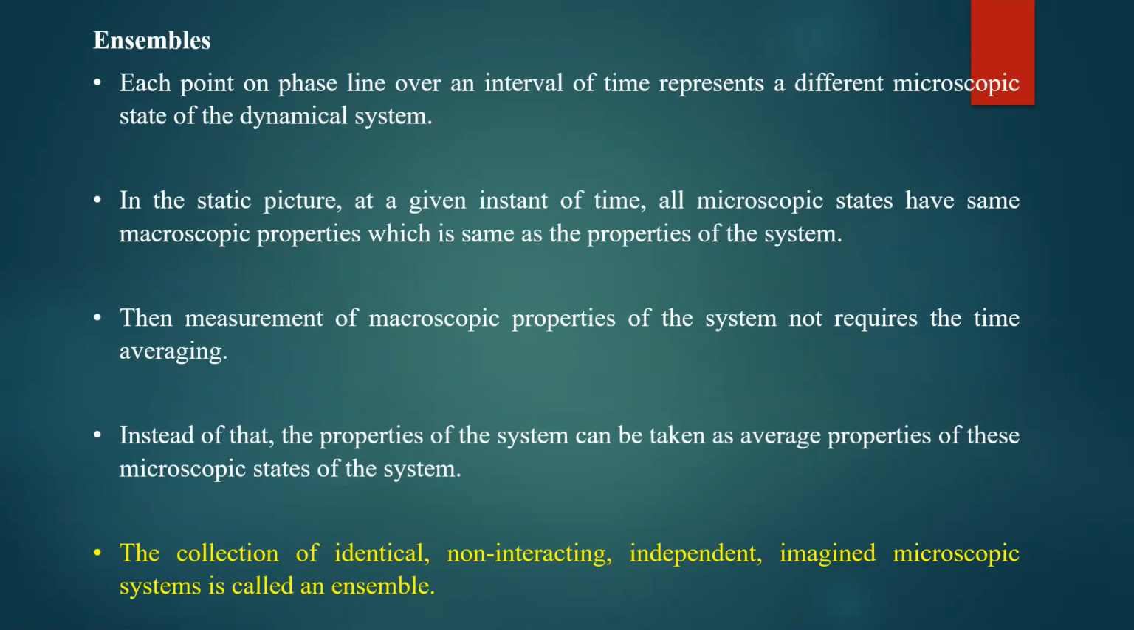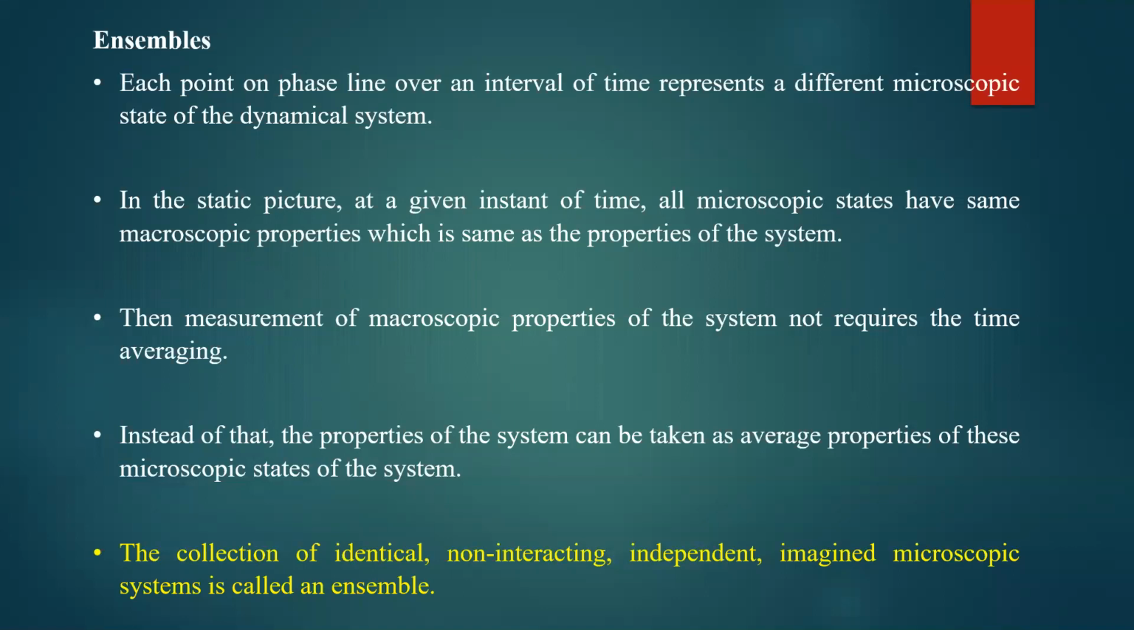Let us take another concept called ensembles. What do you mean by ensemble? You have already studied that each point on the phase line represents a different microscopic state of the dynamical system. The dynamical system changes its position and momentum because of that. In the static picture, at a given instant of time, all microscopic states have the same macroscopic properties, which is the same as the properties of the system. You understand this particular point?